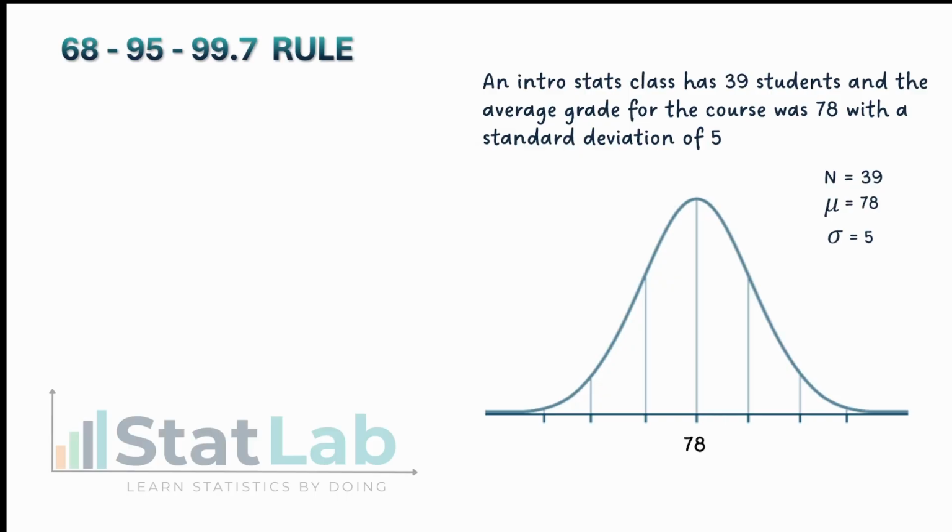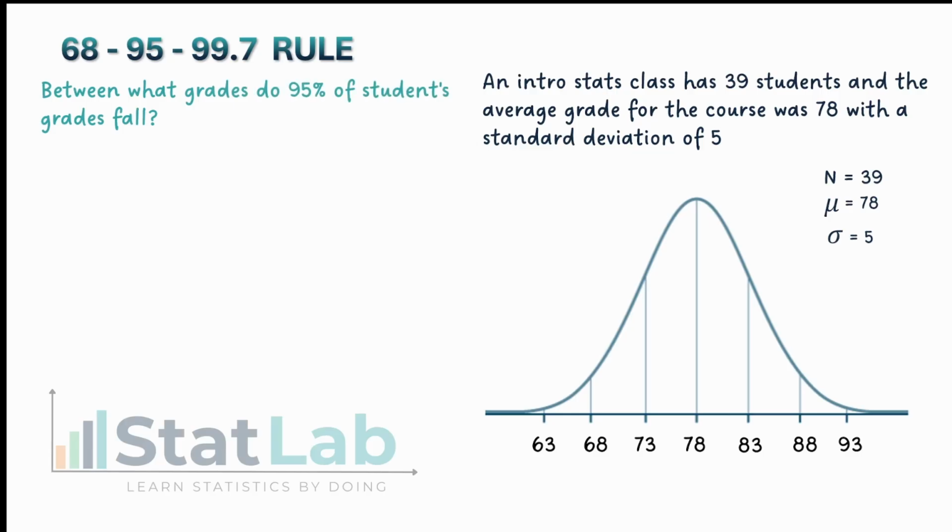So one standard deviation away from the mean is going to be 78 plus 5, which gives us 83. And if we want to go 2 deviations, we just add it again and get 88, and again, and we get 93. Now, when we want to go in the other direction, we're going to minus off the standard deviation. So 78 minus 5 gives us 73, and then 68, and then 63. So now that our graph is all labeled, we're ready to answer questions about this data.